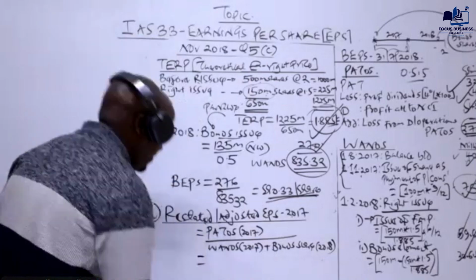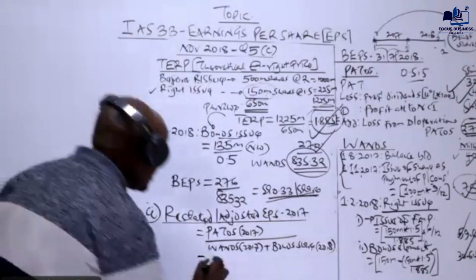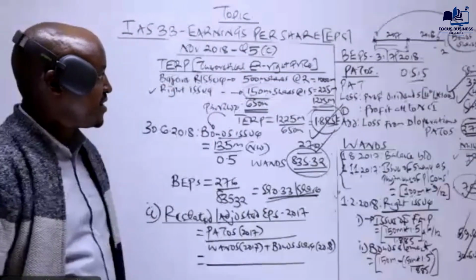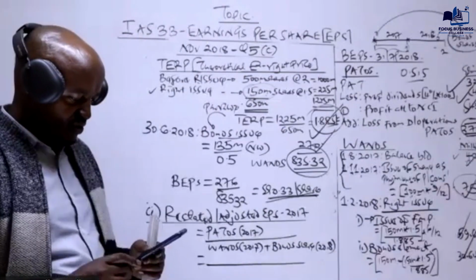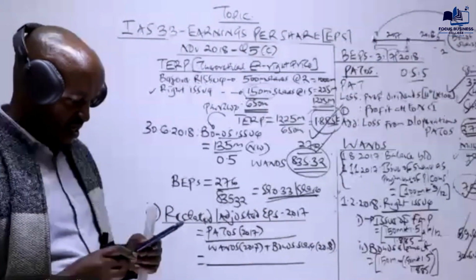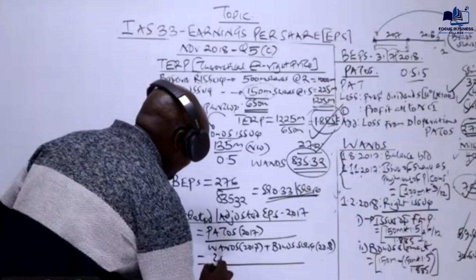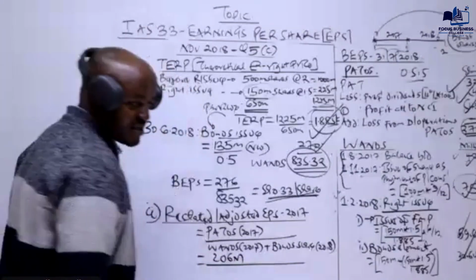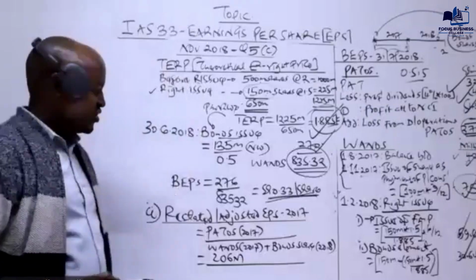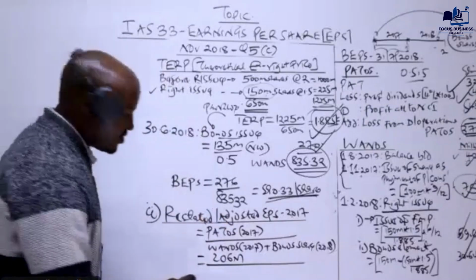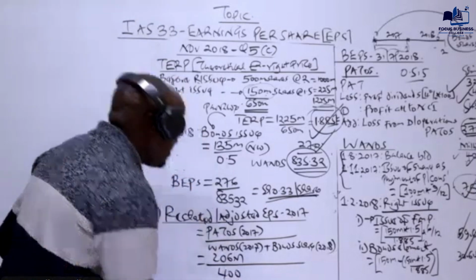So therefore, we will take the PATOS for 2017. The PATOS for 2017 was how much? You can remind me that figure. PATOS for 2017. It was 300 minus 4 minus 30. Yes, it was 206. I hope you can remember that. PATOS used in the computation of basic earnings per share for 2017. And then there were notes, I can recall that was 400 million.